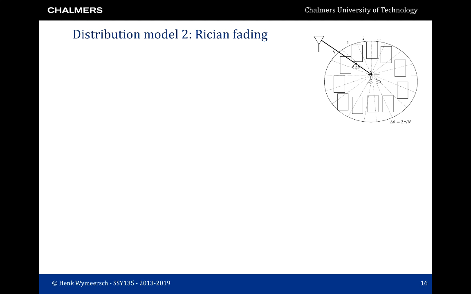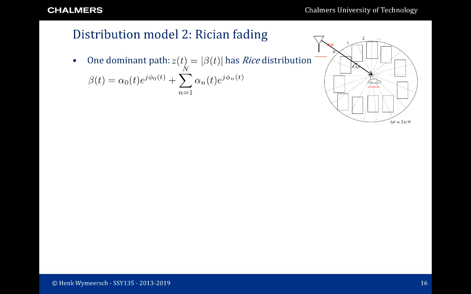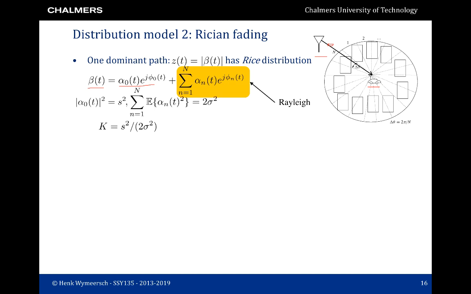The second model is a Rician distribution. We consider again a transmitter and a receiver surrounded by scatterers, but also now a line-of-sight path. For this channel, the envelope has a Rician distribution. This is because the channel itself has 2 components, a line-of-sight part and a non-line-of-sight part. The non-line-of-sight part is Rayleigh as before. So again, the envelope is Rayleigh, but the channel itself is complex Gaussian.